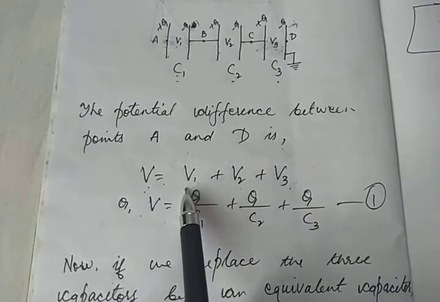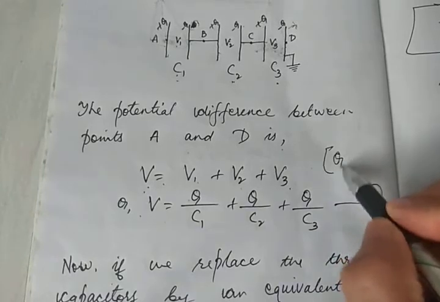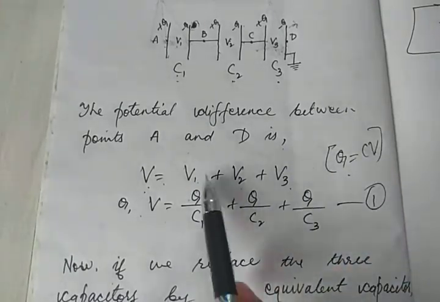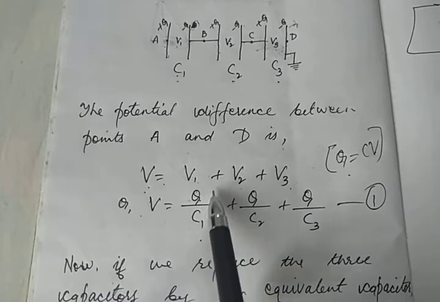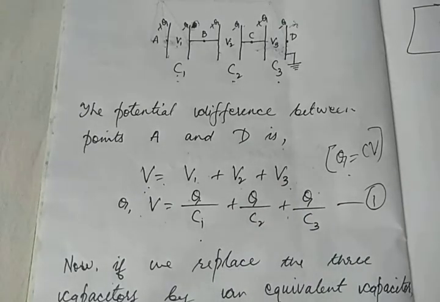So V, the potential difference between points A and D, will simply be V1 plus V2 plus V3. Instead of V1, I will write Q by C1, because we know Q is equal to CV, so V is Q upon C. So V1 is Q upon C1, the potential difference across the first capacitor, and Q by C2 and Q by C3 likewise.